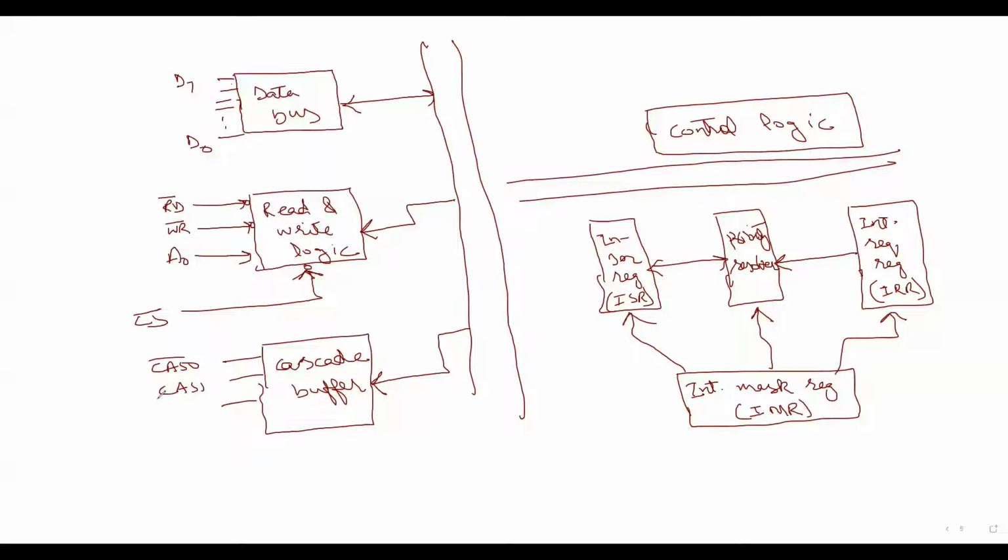And this cascade buffer accepts 3 signals, CAS0, CAS1, CAS2, these are not active low, and it is enabled by the enable buffer and slave program pin. Fine. And this control logic, it has 2 pins. One is INT and another is INTA. So INT means it is an output pin, and INTA is an input pin. So that means we are receiving some data from this particular pin.